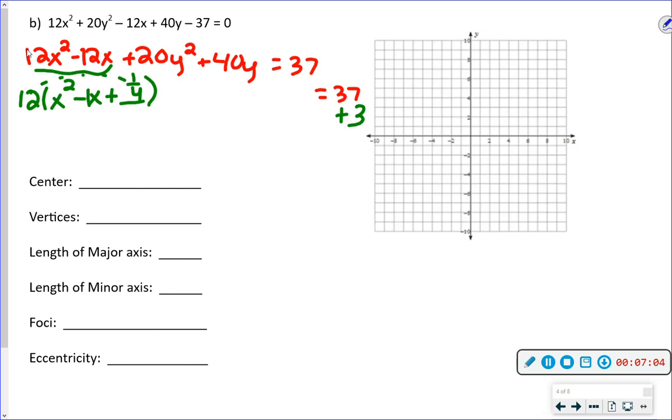Okay, y's are nice. Take the 20 out. 20 times 2 is 40. And now complete your square on 2. Half of 2, 1 squared, 1. But again, I really put 20 times 1. So you have to be careful there about balancing out the appropriate number.